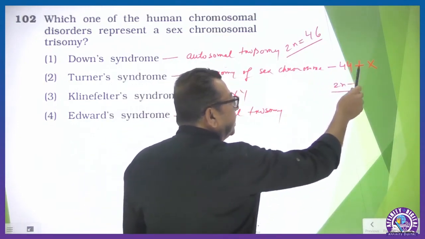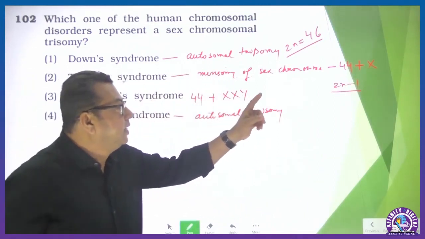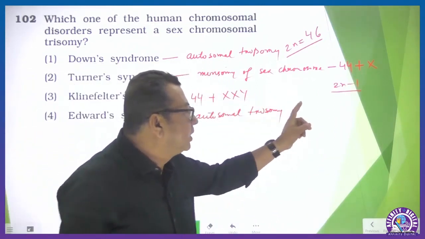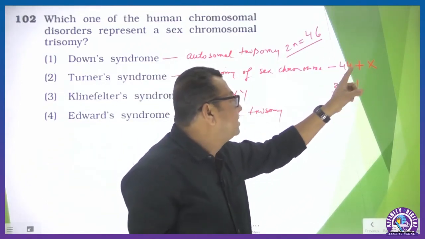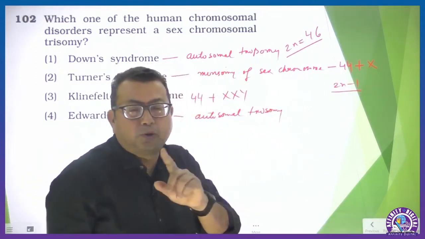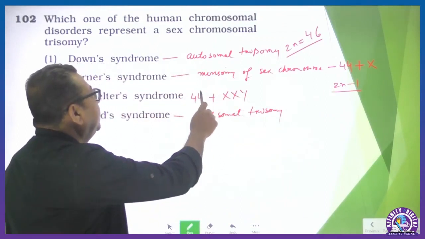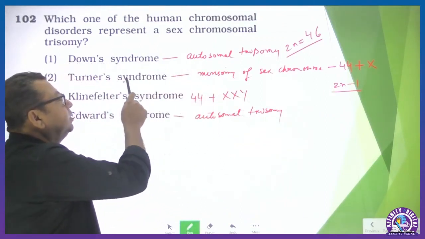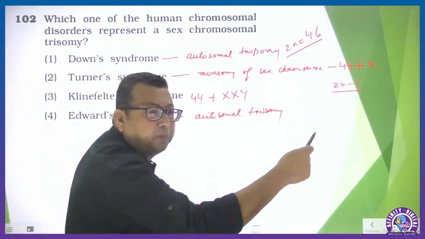And which particular sex chromosome is absent in an individual showing Turner syndrome? That is, one X chromosome is absent. Matlab one sex chromosome is absent, isliye monosomy bolta hai. Monosomy of sex chromosome ya monosomy of autosome? Monosomy of sex chromosome. Isliye individuals with Turner syndrome ko bolta hai sex chromosomal monosomy.